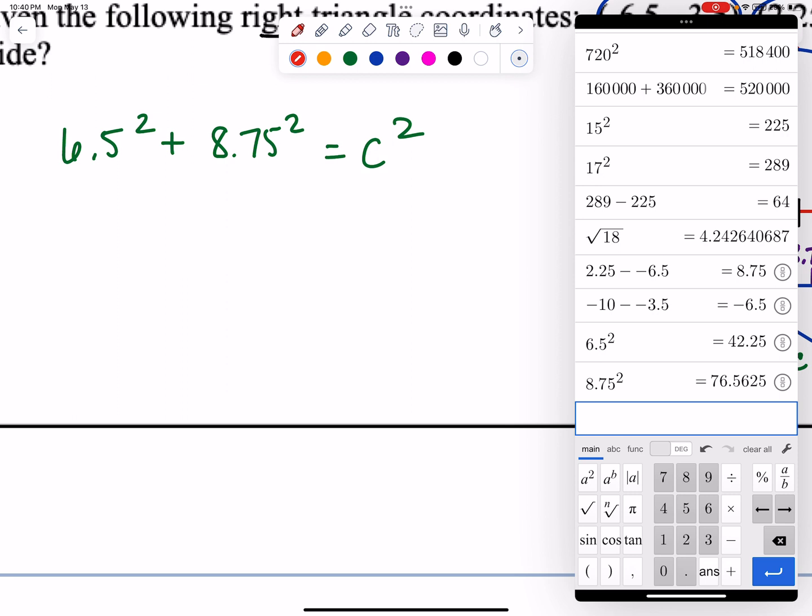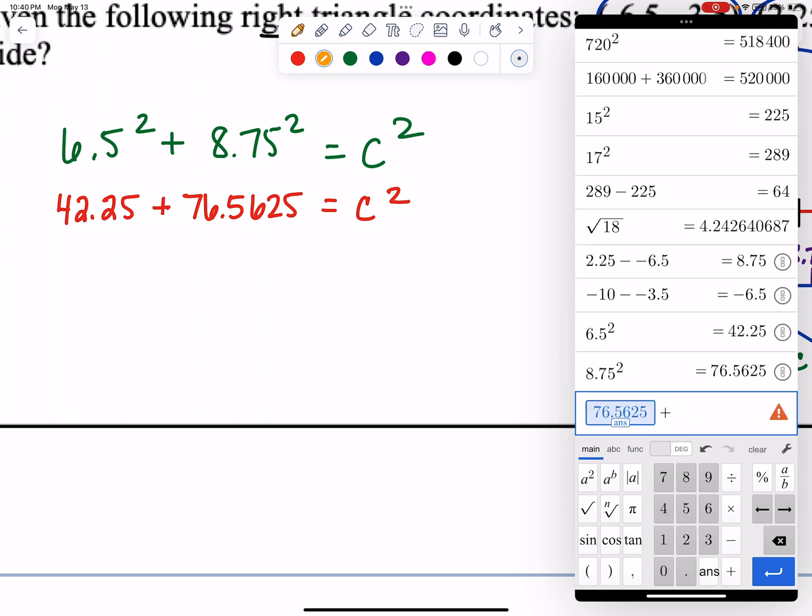If the decimal does stop, let's go ahead and write the whole decimal so we're as accurate as possible. Okay, so we have 42.25 plus 76.5625. I don't want to round anything right now. I want to be as accurate as possible. Let's go ahead and add those up. Okay, so I'm going to go ahead and just, to save time, do answer plus 42.25.